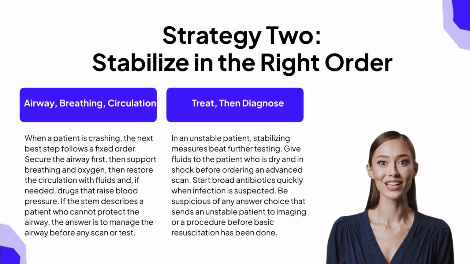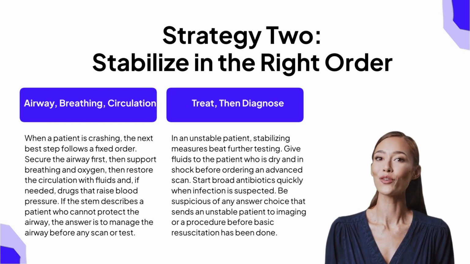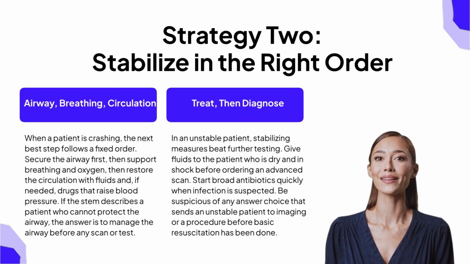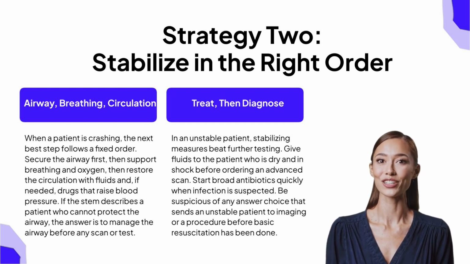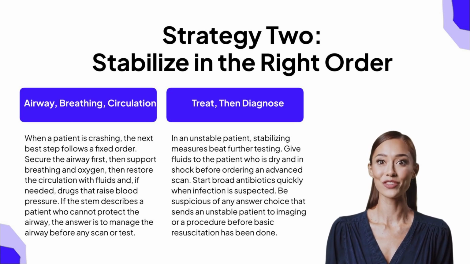Strategy 2 is to stabilize the patient in the right order, and this fixed sequence answers a surprising number of questions. When a patient is crashing, you secure the airway first, then support breathing and oxygen, then restore the circulation with fluids and, if needed, drugs that raise blood pressure. Airway, breathing, circulation, in that order, every time.